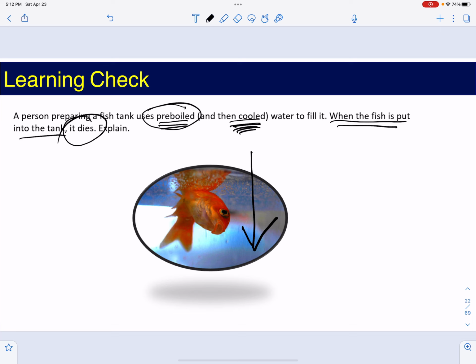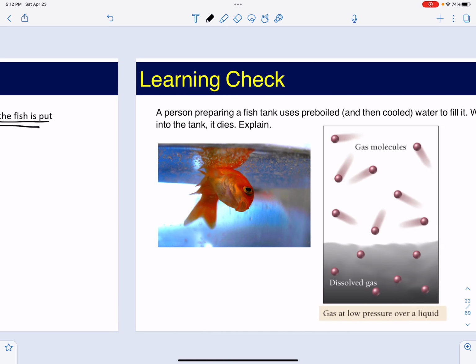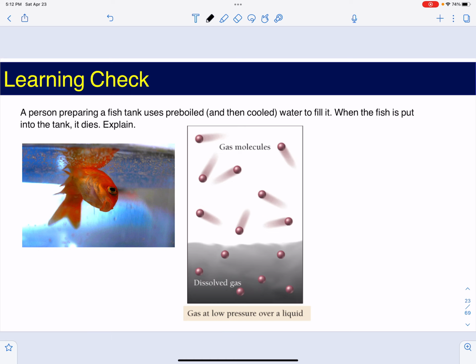How come? And the way to explain this is by looking at this diagram. So what is a solution? A solution is a homogeneous mixture.